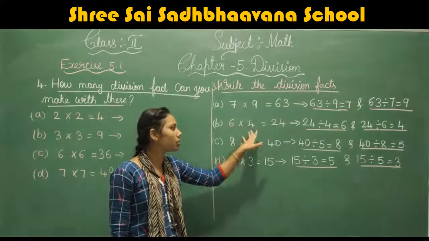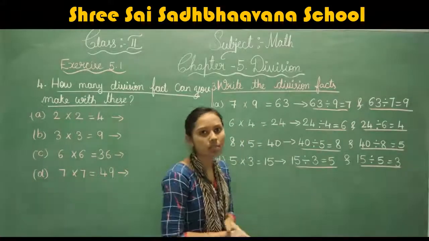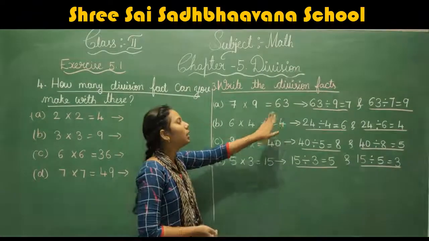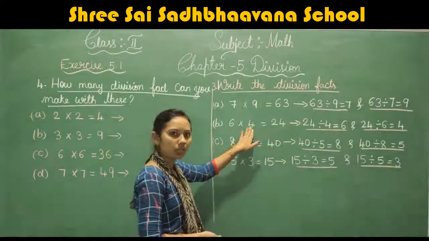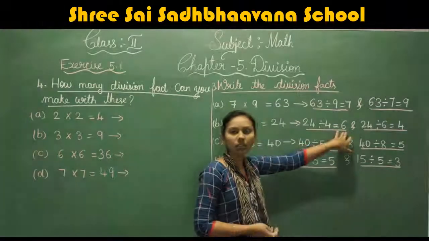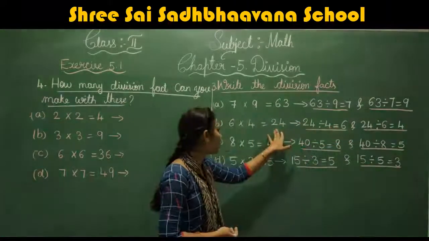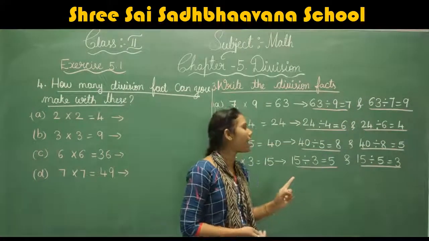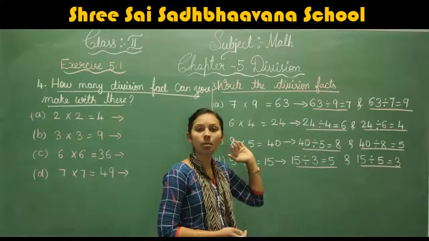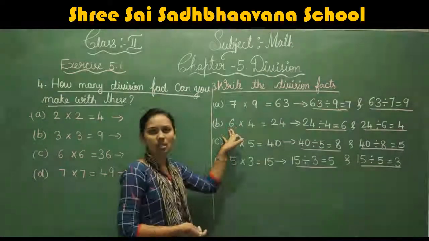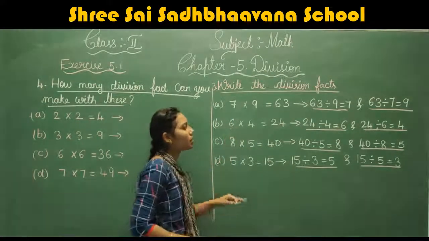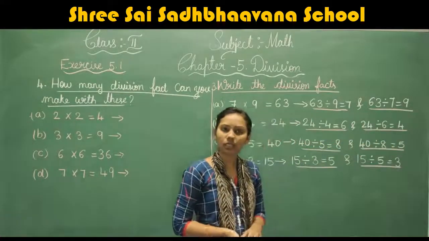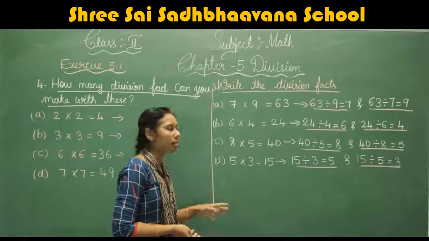We will see the next question now. 6 into 4, that is 6 4s are 24. So when you divide this 24 by 4, you'll get the quotient 6. That is 24 by 4 is equal to 6. And one more division fact is when you divide the number 24 by the number 6, you get the quotient 4. Right, children? These are the division facts.